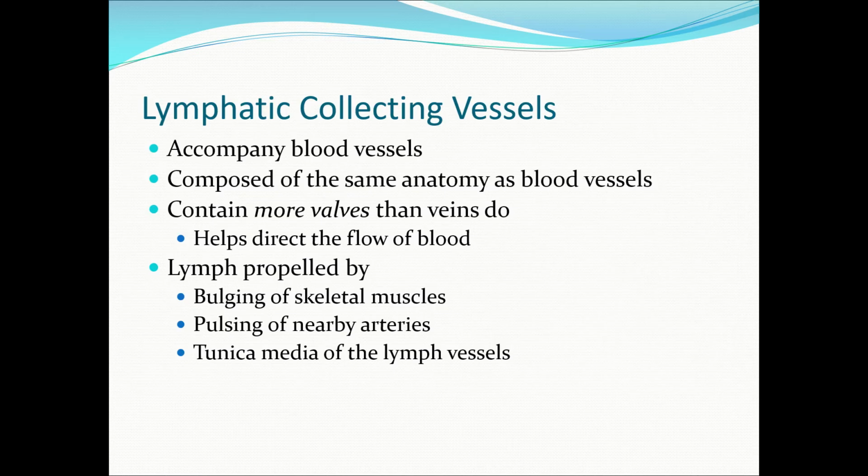The lymphatic collecting vessels have similar anatomy to blood vessels, and they accompany blood vessels. They contain even more valves than veins do, and this helps direct the flow of lymph. Lymph is propelled by the bulging of skeletal muscles, the pulsing of nearby arteries, and the tunica media of the lymph vessels, which would be the muscular layer.